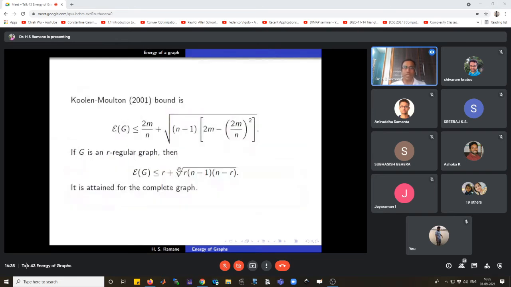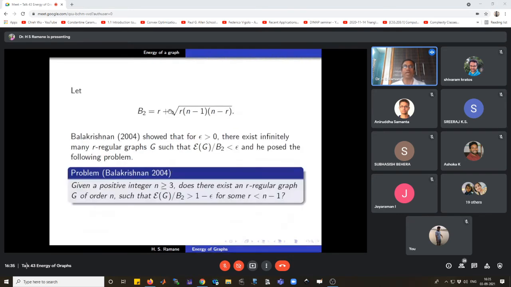So consider this right-hand side as P2, that quantity P2. Balakrishnan in 2004 showed that for every epsilon more than 0, there exist infinitely many irregular graphs such that the energy of G divided by P2 is always less than epsilon. This means this bound is far away from the actual value of the energy. So there are graphs where the ratio is very, very small.